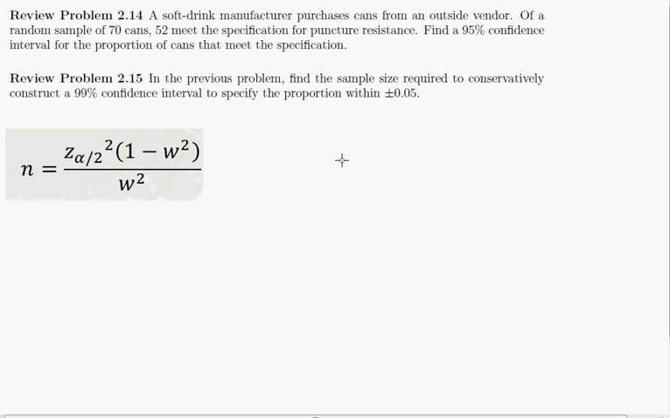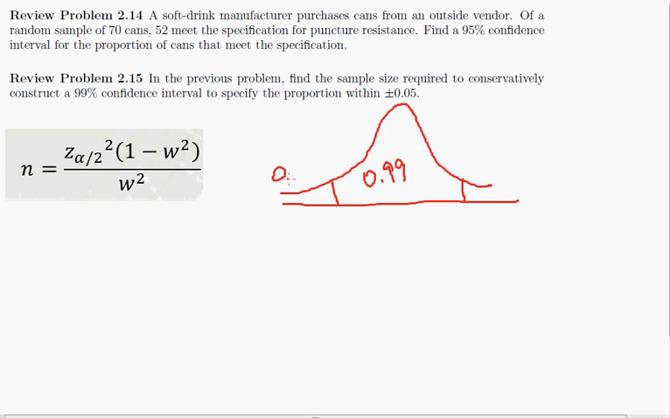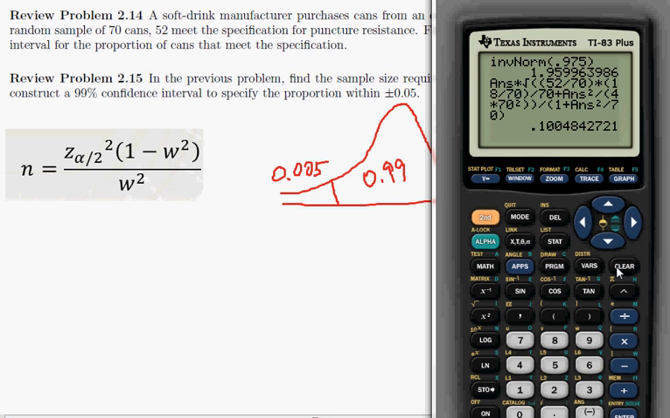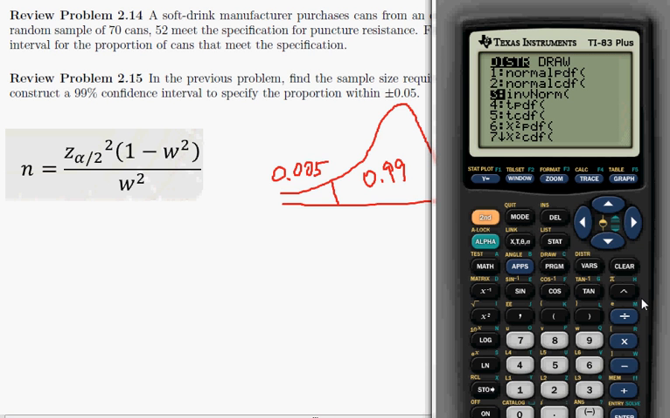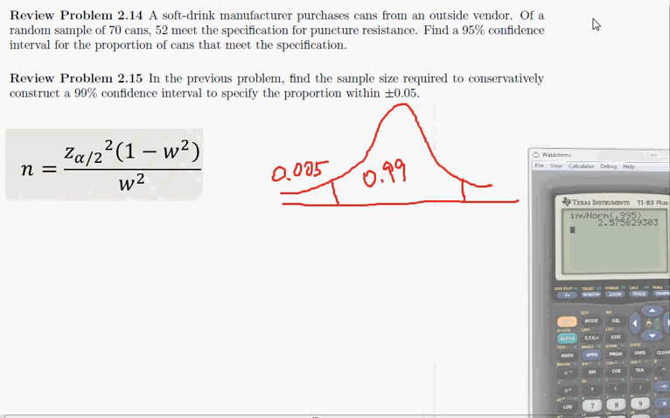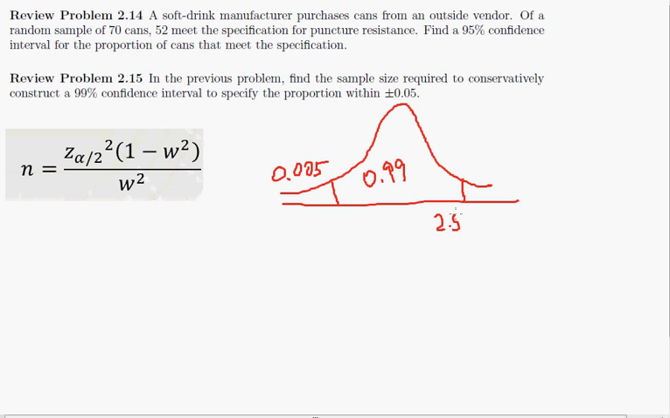So let's use the formula. Well, we have a new value for z. This time we want a 99% confidence interval. So 99% of the area lies in the middle, which leaves 0.005 in each tail. And so the z value that I need is going to be the inverse norm of 0.995 this time, and so 2.5758. So there's the value of z.